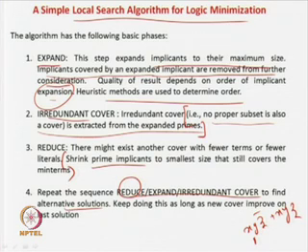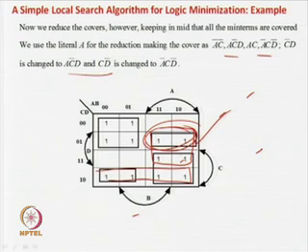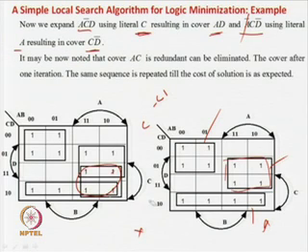A redundant cover is one where no proper subset is also a cover. In this case this is a subset, this one is also a subset, which means this is a redundant one. So the smaller box can be eliminated and you get something like this. In this case that is actually the optimal solution, but now you have to keep on doing it.